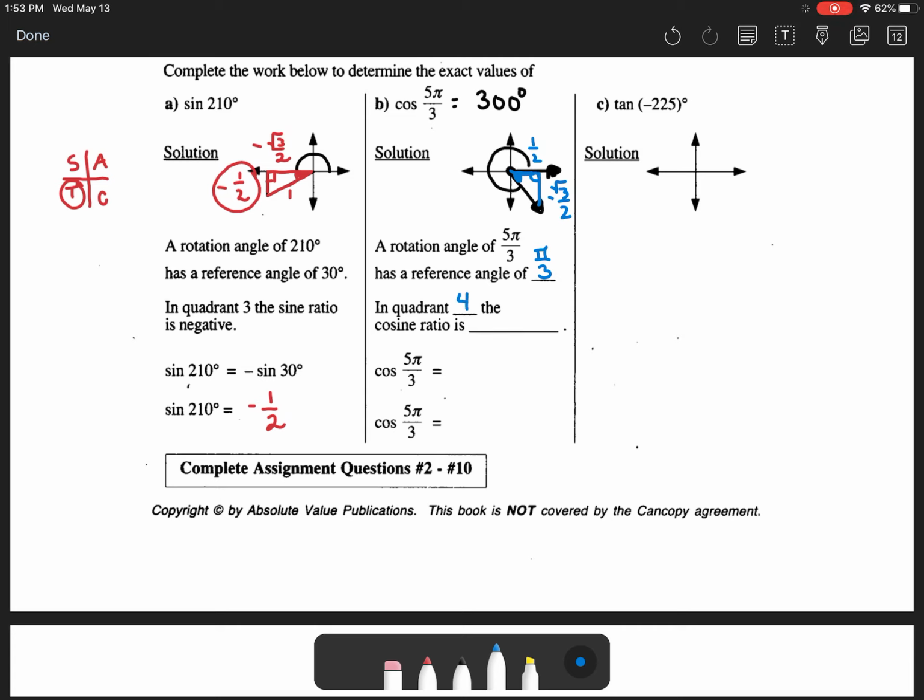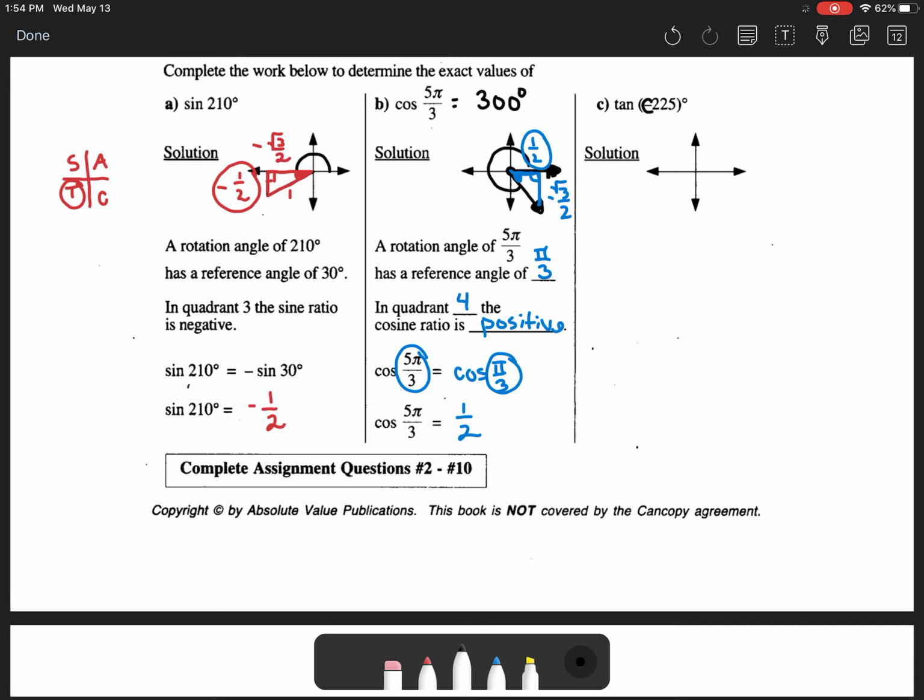So in quadrant 4, the cosine ratio is positive, isn't it? So cos of 5 pi over 3 is the same as the cos of pi over 3, right? 5 pi over 3 is in quadrant 4, and pi over 3 is the reference, okay, in quadrant 1. So they're both positive in both quadrants. So cos of 5 pi over 3 is just 1/2. It's the x dimension right there, okay?